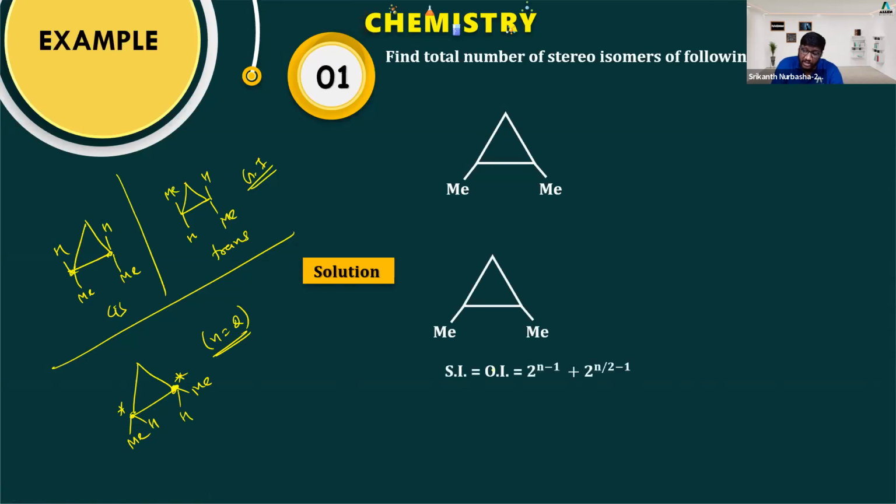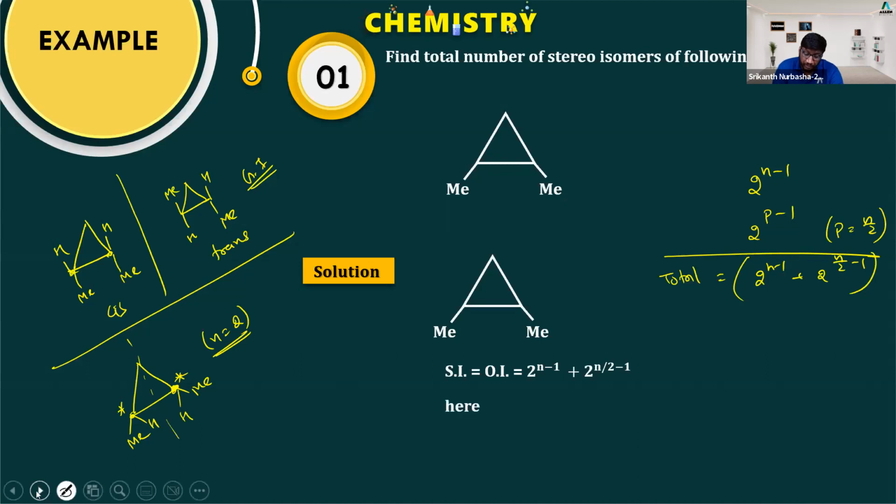Stereoisomers is equal to optical isomers. It is a symmetrical molecule where the number of optical centers or chiral centers is even. So the number of optically active isomers is 2 power n minus 1. The number of meso is 2 power p minus 1. What is p? p is equal to n by 2. So the total is 2 power n minus 1 plus 2 power n by 2 minus 1, that is p minus 1.